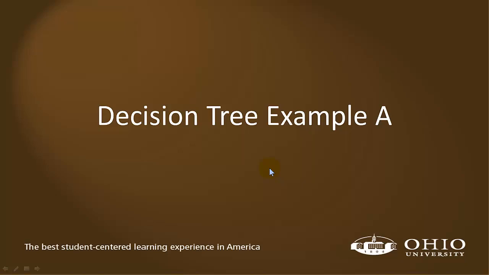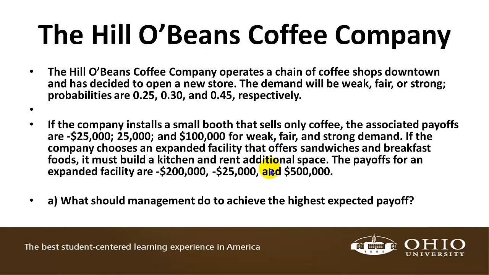In this video, I want to go through an example of a decision tree problem. Let's go ahead and take a look at the following problem. The Hill of Beans Coffee Company operates a chain of coffee shops downtown and has decided to open a new store. The demand will be either fair, weak, or strong, and those probabilities are for weak, 0.25, for fair, 0.3, and for strong, 0.45.